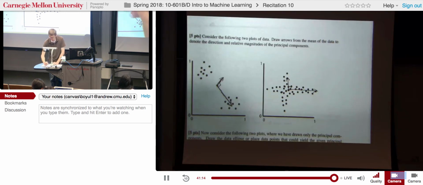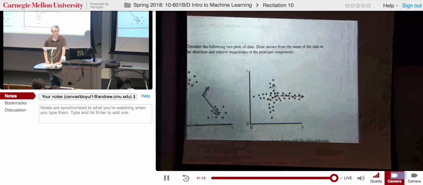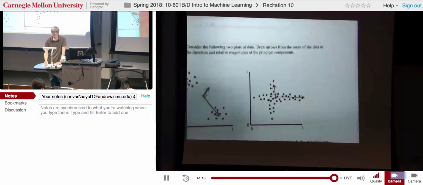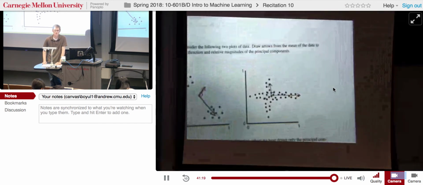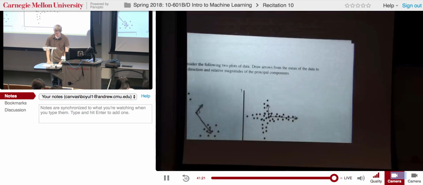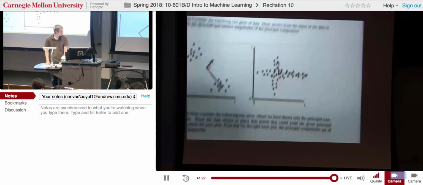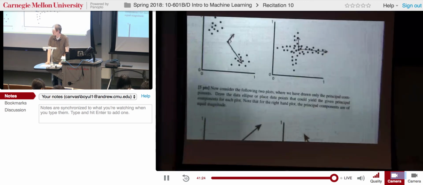All right, so here we are. Consider the following two plots of data. Draw arrows from the mean of the data to note the direction and relative magnitudes of the principal components. Okay, so start with the left plot. And we have the mean of the data, which is probably somewhere around there.